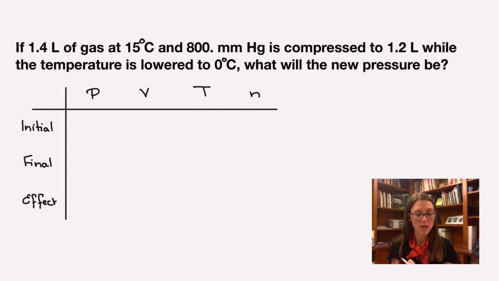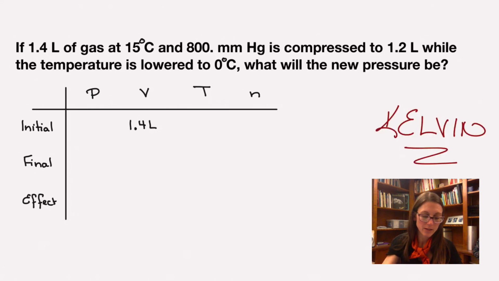There's a little more going on with this one. So again, we're going to start by filling out the IFE table. I see I've got 1.4 liters of gas. Liters tells me that's a volume. It's at 15 degrees Celsius, but I'm going to remember to convert to Kelvin. Okay, so that is 288 Kelvin, and the initial pressure is 800 millimeters of mercury.